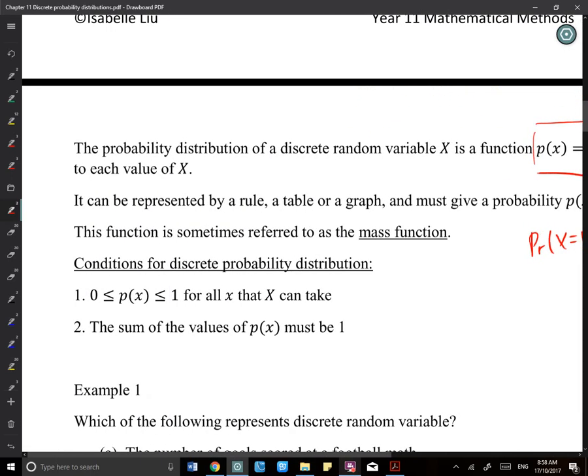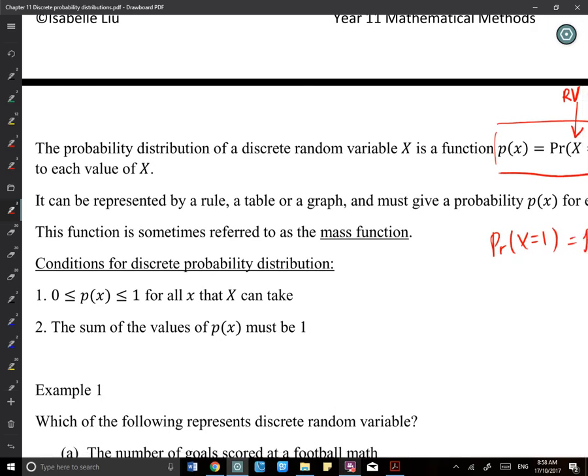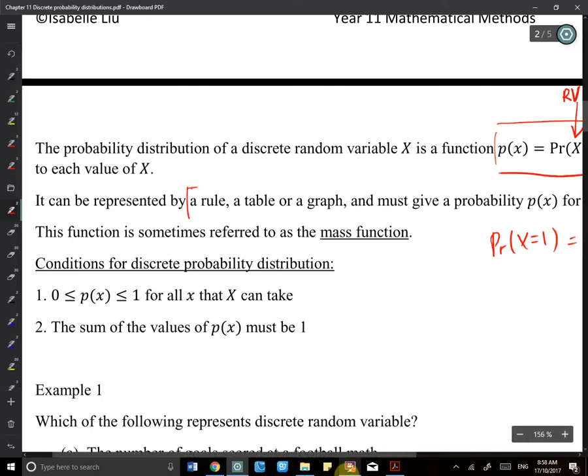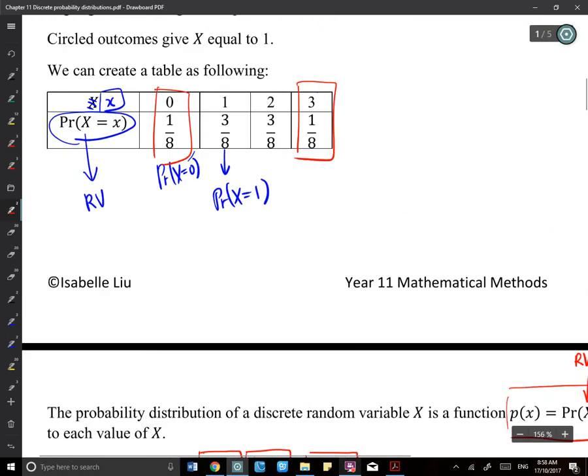It assigns the probability to each value of x. This probability distribution can be represented by a rule, a table, or a graph. What we see above is a table probability distribution. It lists out all the values of x you can take and then gives you all the probabilities. So it can be a rule, a table, or a graph. I will talk about the other two later. If it's a graph, I'll show you what the graph will look like.